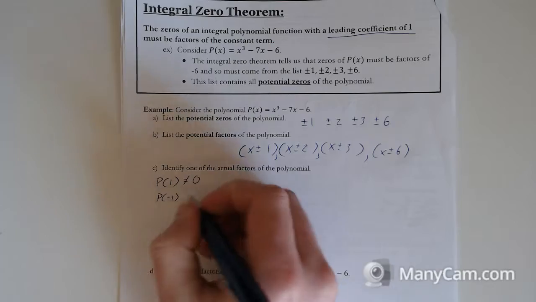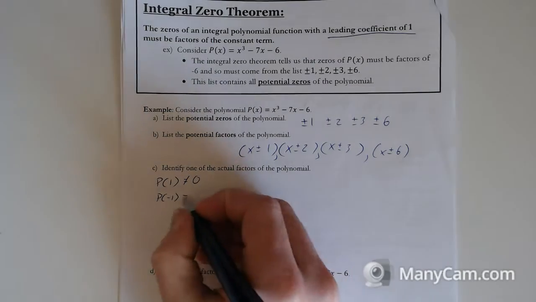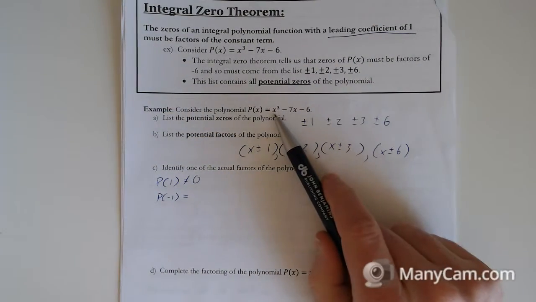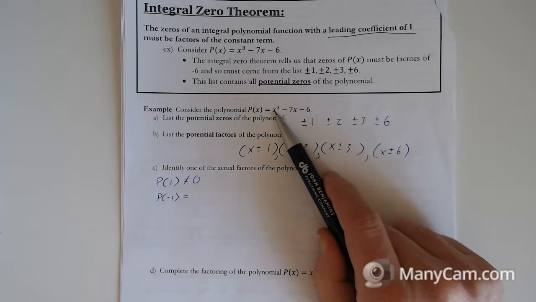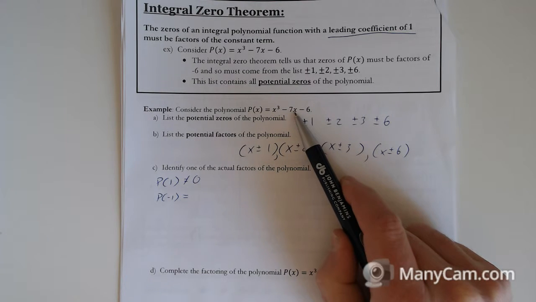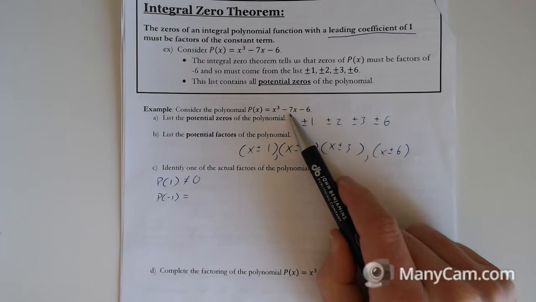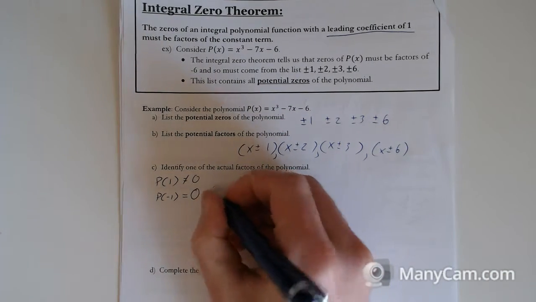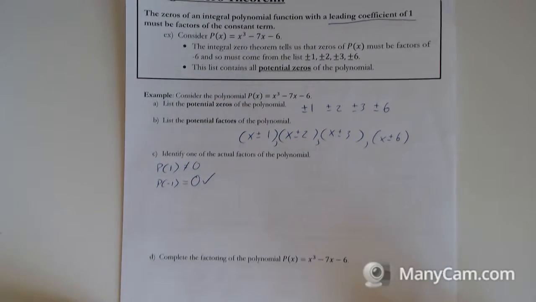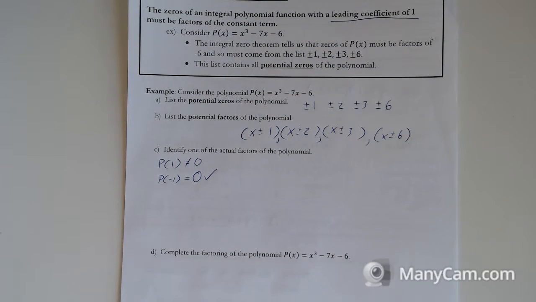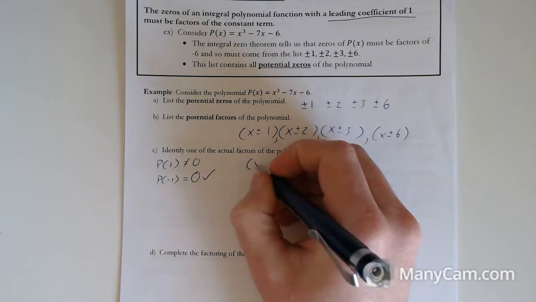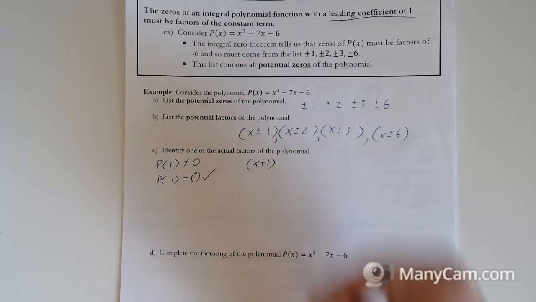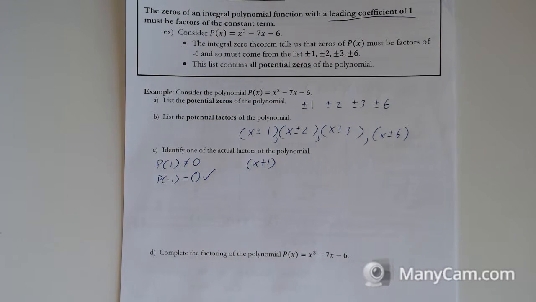What about P of -1? So I sub in -1. Cubed is still -1. This becomes +7. So now I'm at +6. Subtract 6 is 0. So we got one. -1 is a factor of this polynomial, which means if you had to write in brackets, it's x plus 1 is one of our factors. So that's all you have to do.